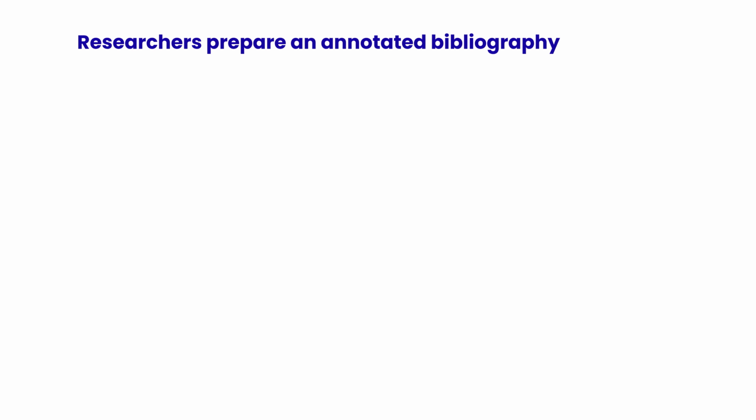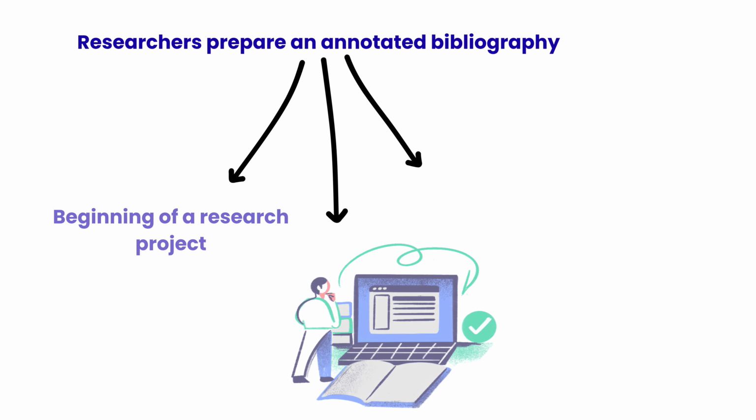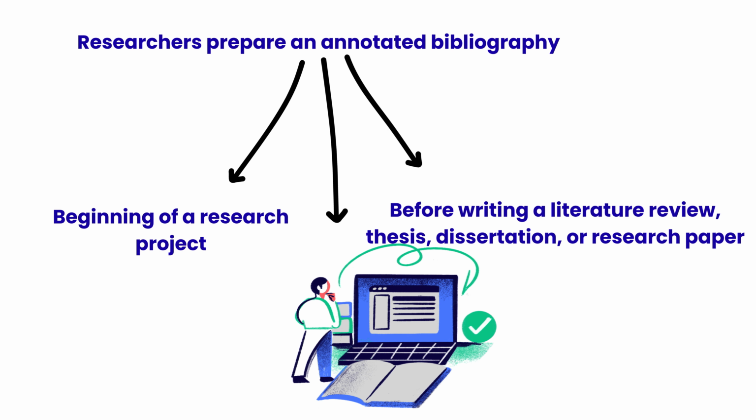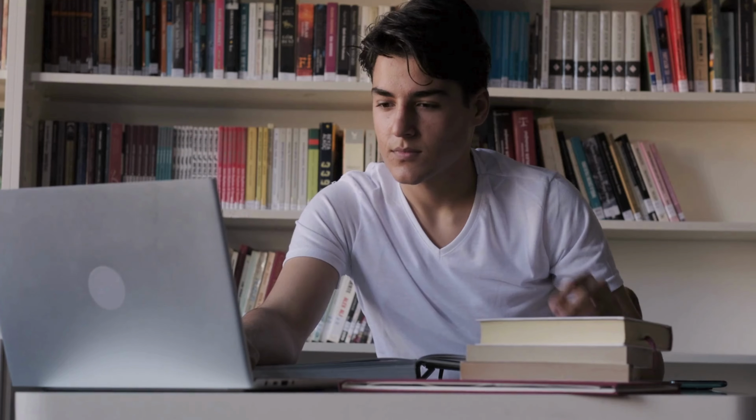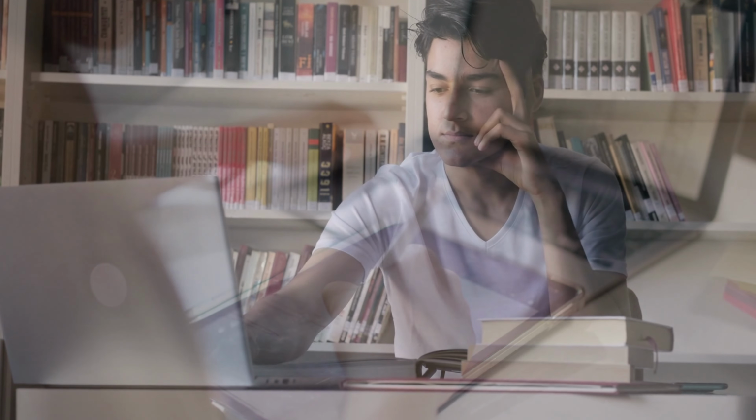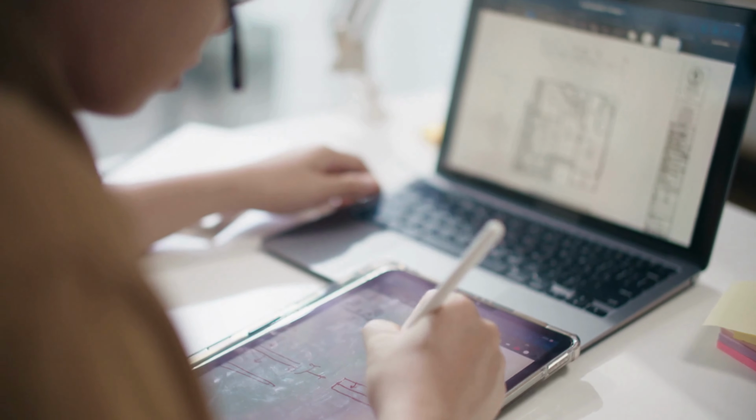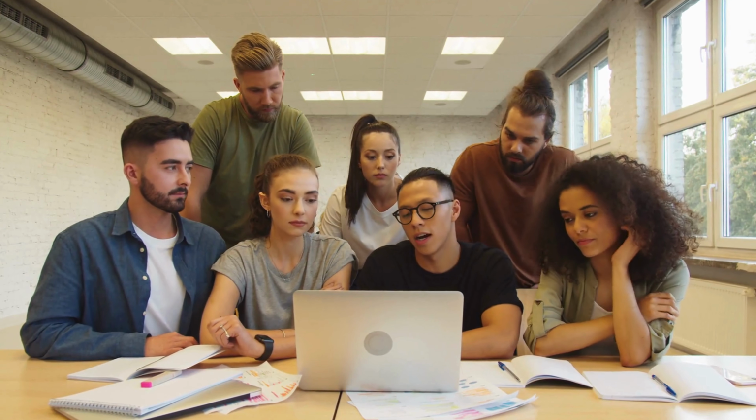Researchers typically prepare an annotated bibliography at the beginning of a research project, before writing a literature review, thesis, dissertation, or research paper. It helps identify high-quality evidence, organize the current literature, evaluate the credibility of sources, and determine how each source contributes to the research. Many universities also require students to prepare an annotated bibliography as a separate assignment.